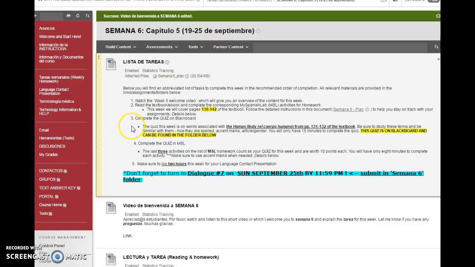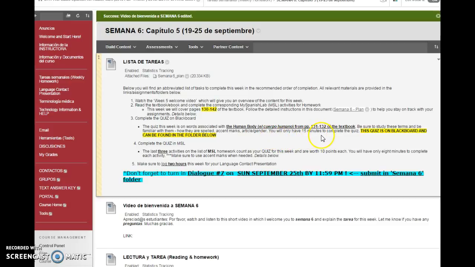Okay. You will complete the quiz on Blackboard. Now the quiz is on words associated with the human body. These are going to be coming from pages 131 and 132 of the textbook. So you want to make sure you really study these terms, that you're very familiar with them, how they're spelled, where the accent marks go, as well as using the articles, the el, la, los, or las, making sure they agree in gender and number.